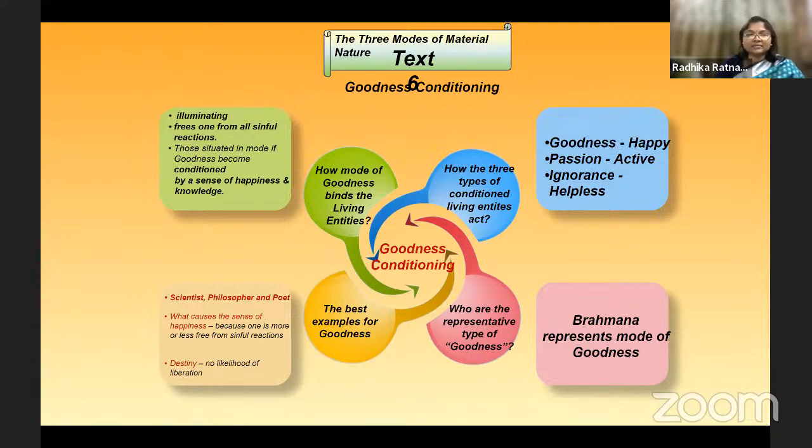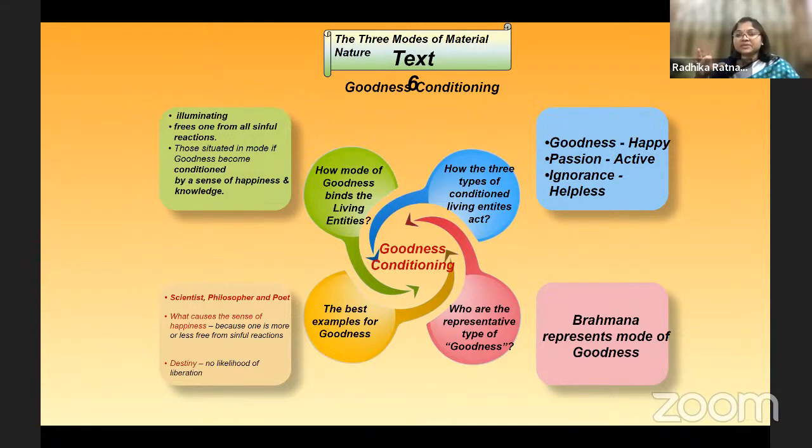Like you take scientists, philosophers, or poets. These people achieve something and they feel happiness out of it, but that is not the ultimate happiness, because after achieving one thing, again they will say, what is next, and so on. So there is no end to the material manifestations.